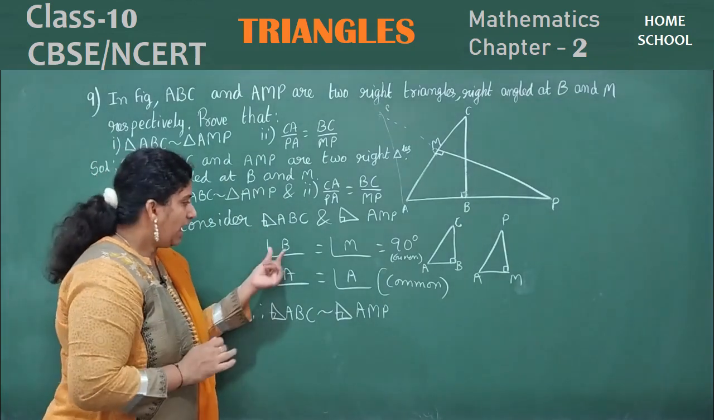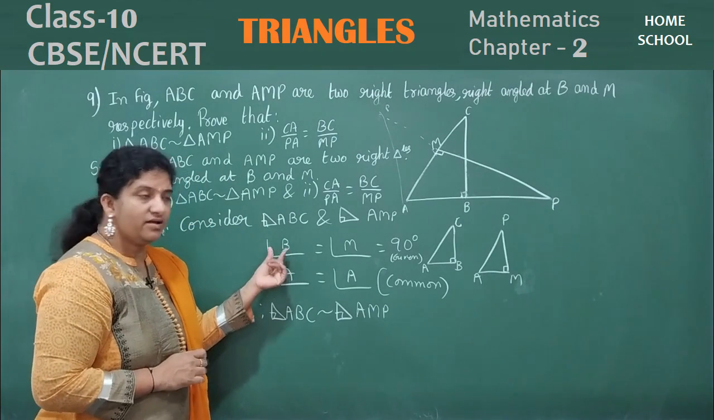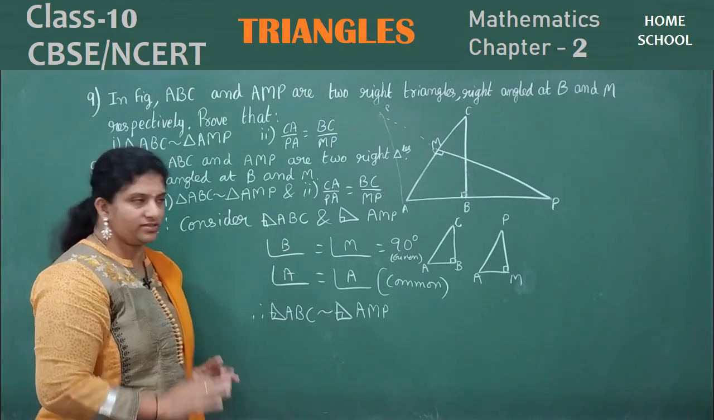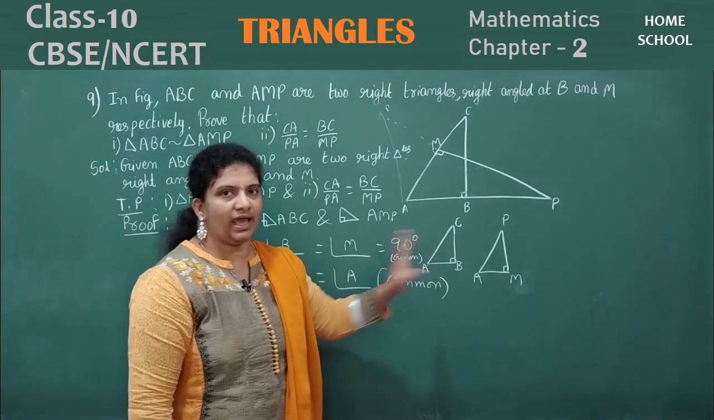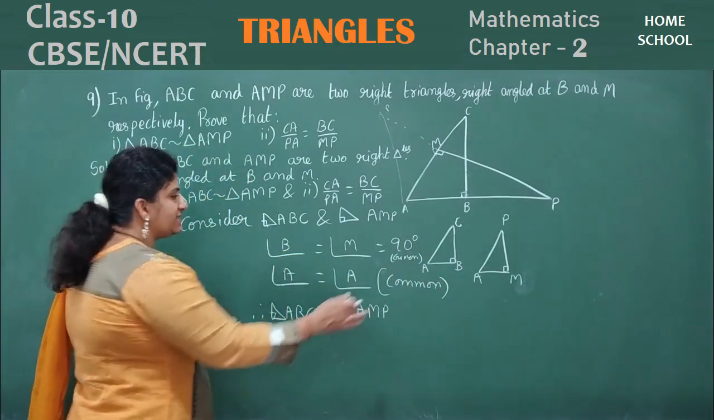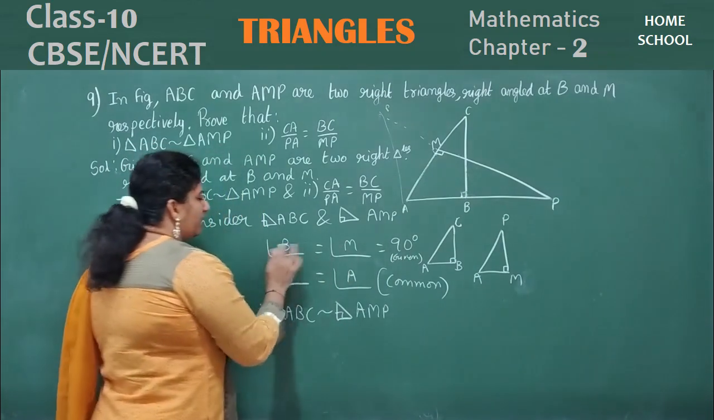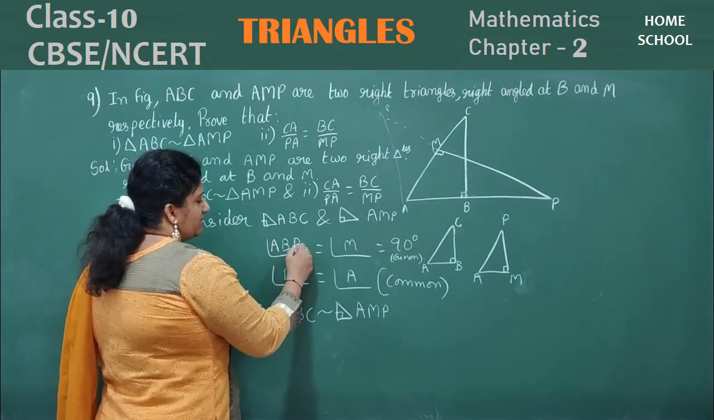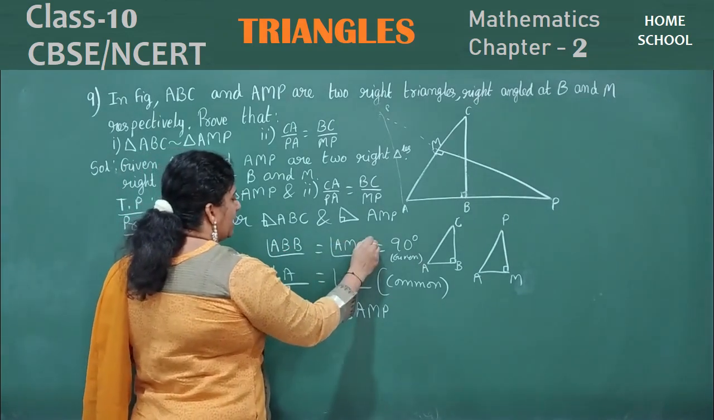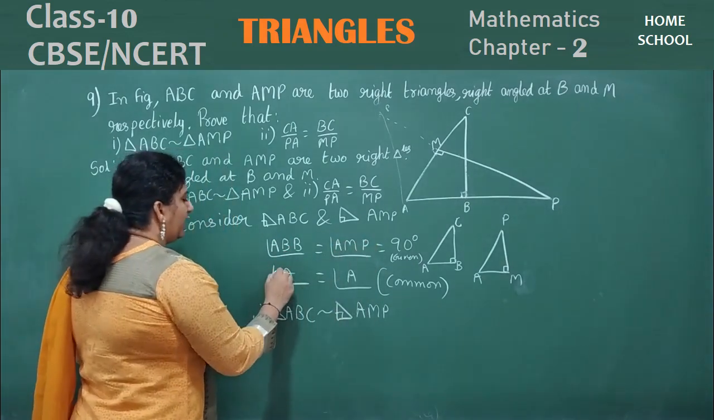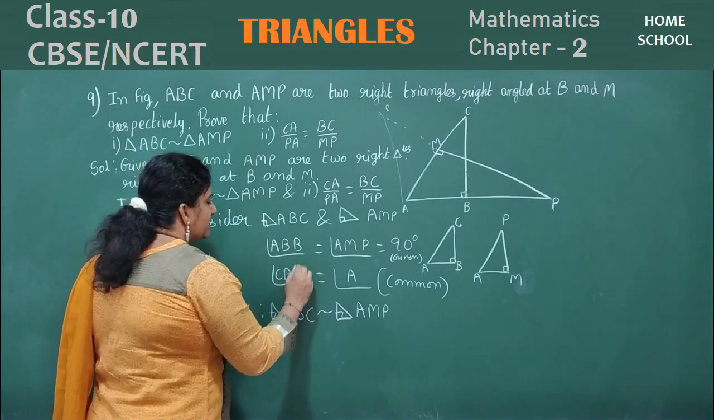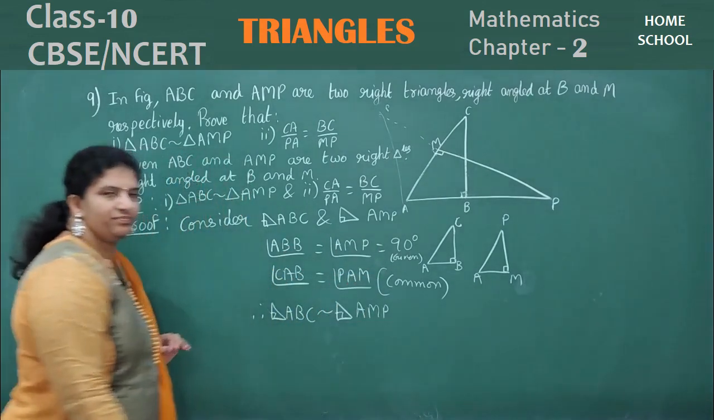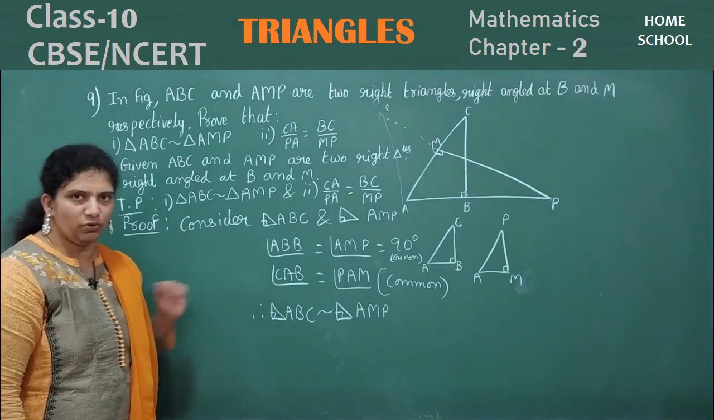But hold on, I have written only shortcuts. While you are practicing or understanding, you can use only shortcuts: angle B, angle M, angle A, angle A. But while writing in the exam, write the full letters: angle ABC, angle AMP. And angle A, you can write it as angle CAB is equal to angle PAM. Okay, this is your first proof.